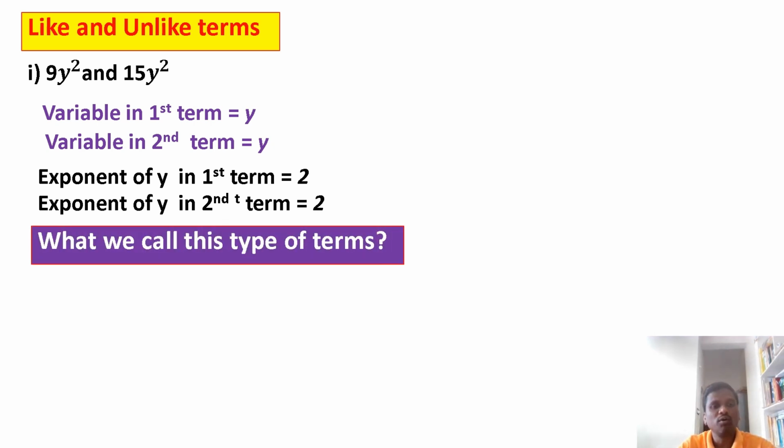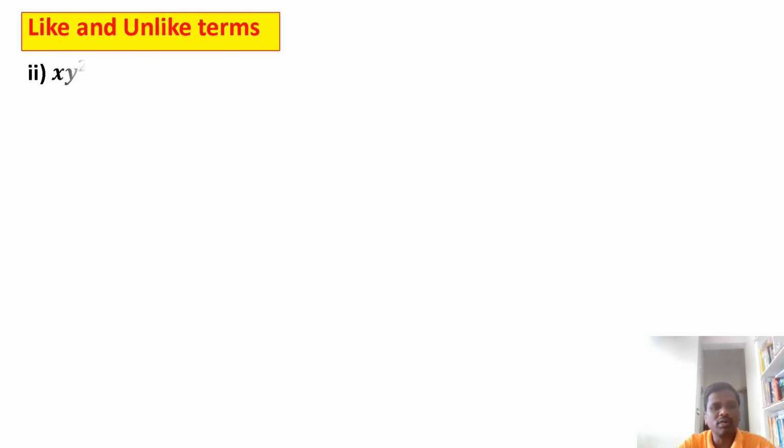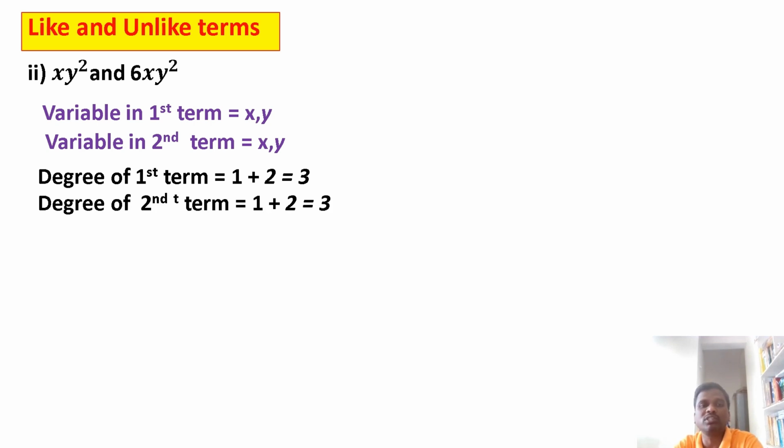So here, what do we call these types of terms? Terms that contain the same variable with the same exponents are called like terms, otherwise unlike terms. Now see one other example here: xy square and 6xy square. The variable in the first term is xy and in the second term is xy. The degree of the first term is 3 and the degree of the second term is 3.